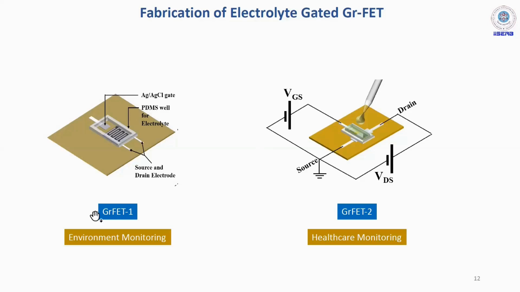The first FET we used for environment monitoring, the second one for health monitoring. However, you can use the first FET for healthcare monitoring as well, but in this case, the leakage current is a little higher. So we found that for pH sensing, this FET is more suitable. So we use this for pH sensing and this one for biosensing.